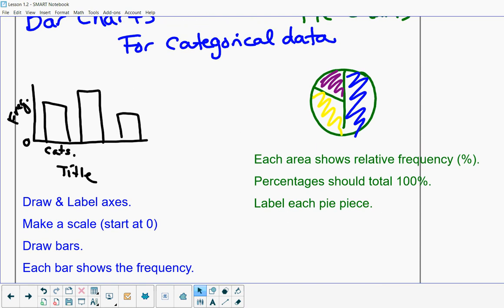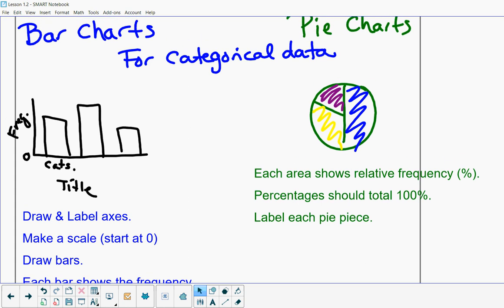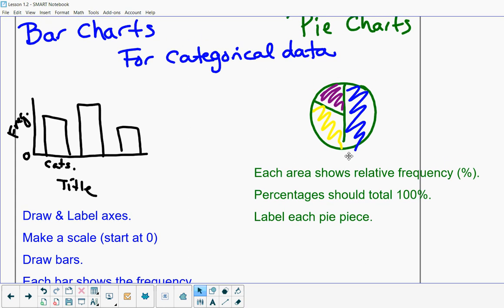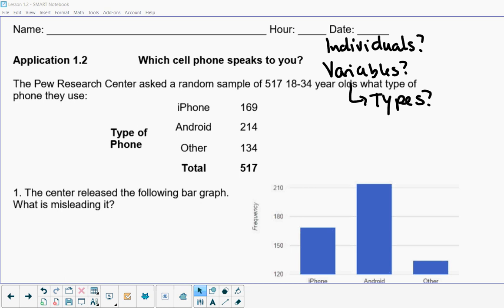So that is our lesson on measuring categorical data and representing it graphically with your bar charts and your pie charts. What you are going to do next is try your application 1.2. Which cell phone speaks to you? So if you read through this, it says the Pew Research Center asked a random sample of 517 18 to 34-year-olds what types of phone they use, and that is the results they got.